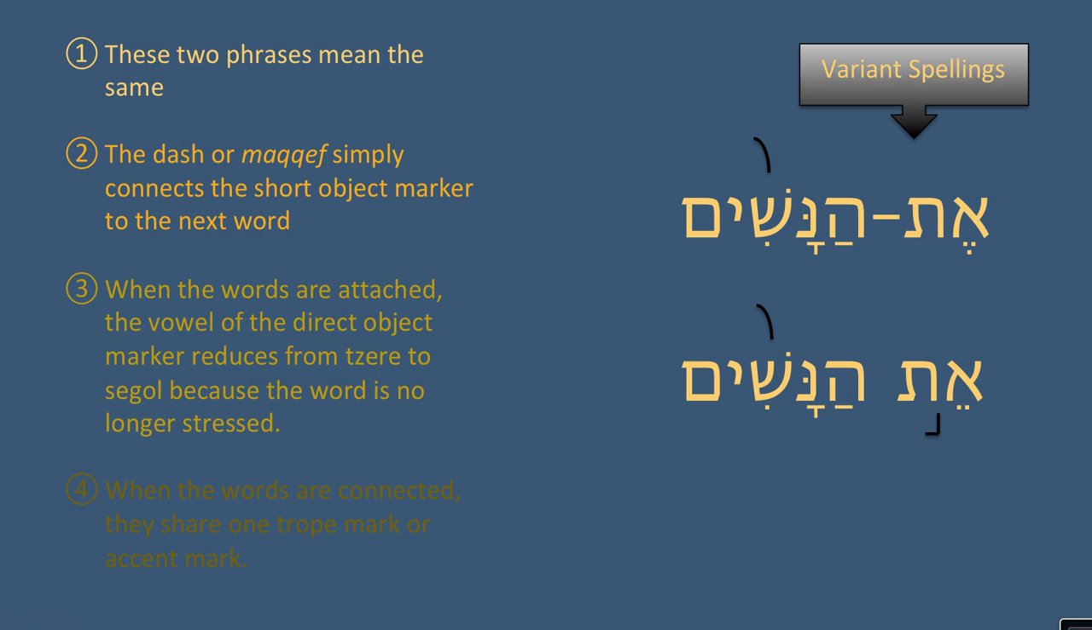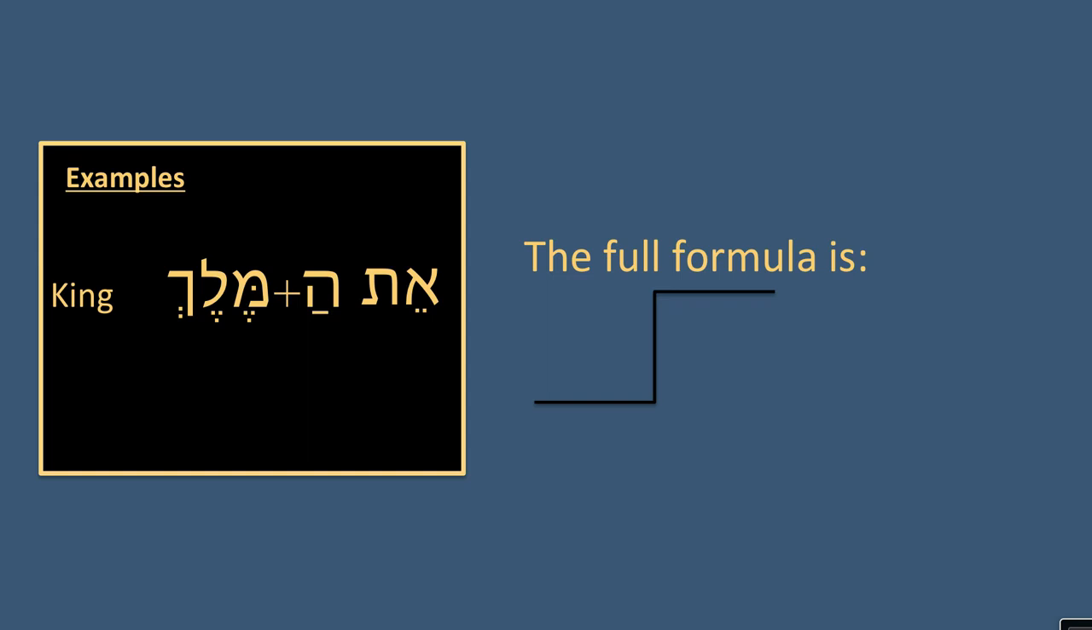One way of thinking about this is that when the words are connected with the dash, or the makef, it's as if they are one unit. So if you see trope marks or accent marks telling you how to chant, the first one you can see, et hanashim, would receive only one trope mark. While if you have et and hanashim, then each one gets its own musical marker. So again, the full formula is et as its own word, preceding the noun as a definite noun. And this tells us this is the object.